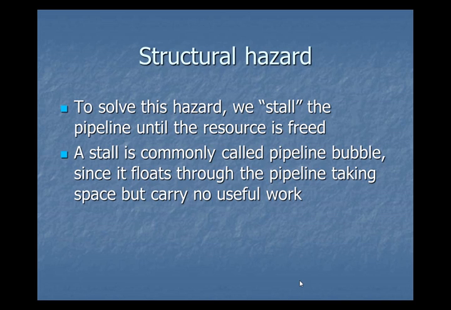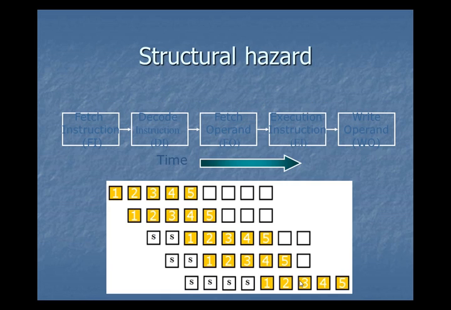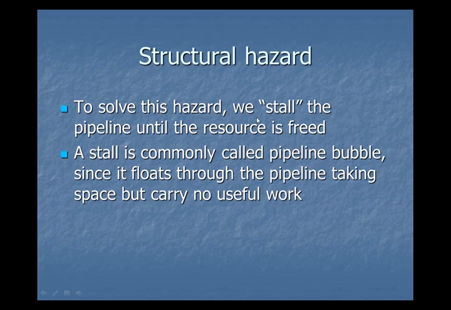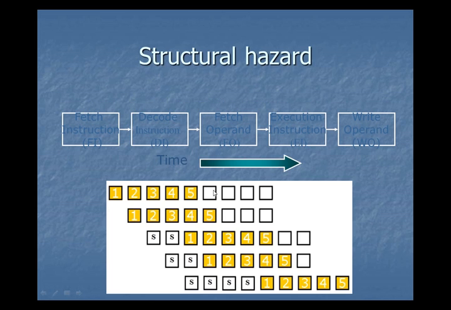A stall is commonly known as a pipeline bubble. Another name for a stall is pipelining bubble, since it floats through the pipeline, taking space but carrying no useful work. That is, it works through the pipelining, taking space but carrying no useful work. This is your structure cycle, that is your stall used for the pipelining, 1, 2, 3, 4, using extra space. This is your S, S, S, S.